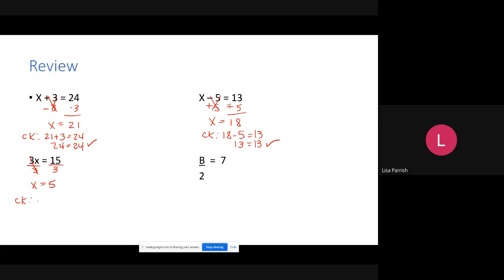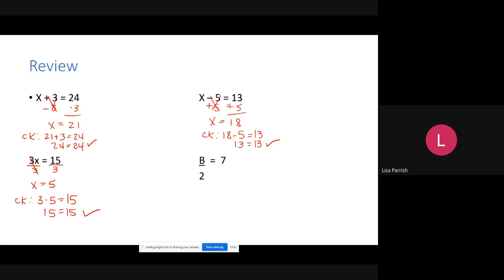And then we're going to check it by plugging the number in. We just said the 3 and the x touching means multiply. So I would have 3 times 5 is supposed to equal 15. 3 times 5 is 15, so that checks out.